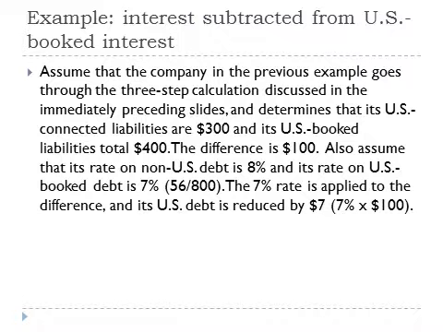Also assume that its rate on non-U.S. debt is 8% and its rate on U.S. booked debt is 7%, 56 divided by 800. The 7% rate is applied to the difference, and its U.S. debt is reduced by $7. That is 7% times 100.